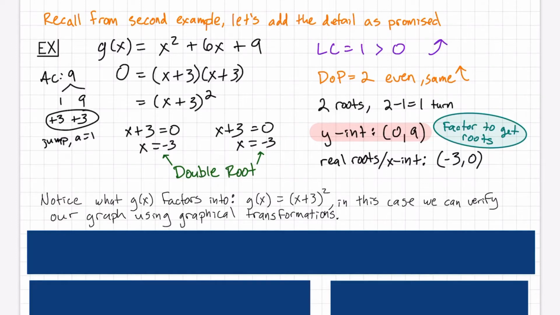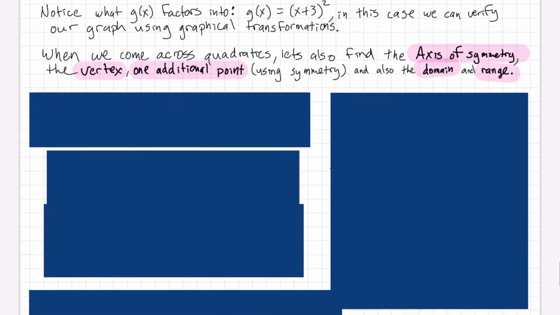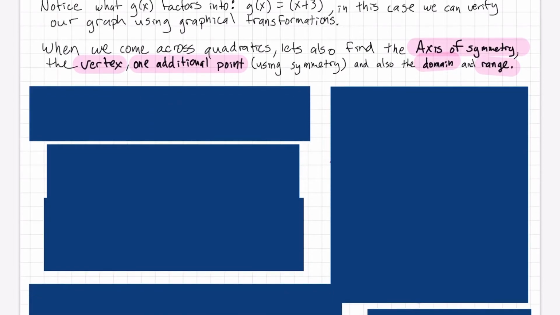So this particular quadratic, we can actually factor it, and it gets it into our transformation form where I can use my A, B, C's, and D's and just shift the thing around. Our next example, we won't be as lucky, and so we'll see what happens then. But what I want to point out are some of the more quadratic specific questions that I'll be interested in getting from you. So when we come across quadratics, let's also find these 5 things.